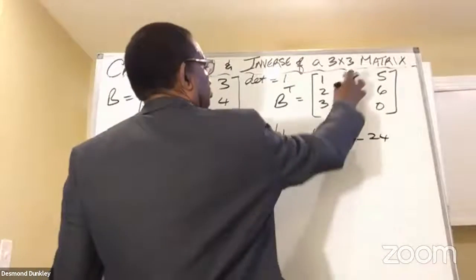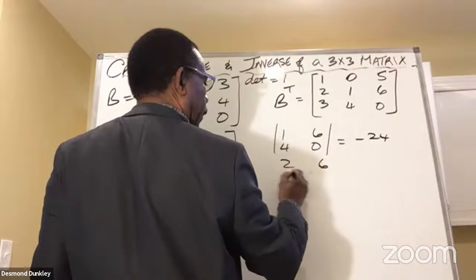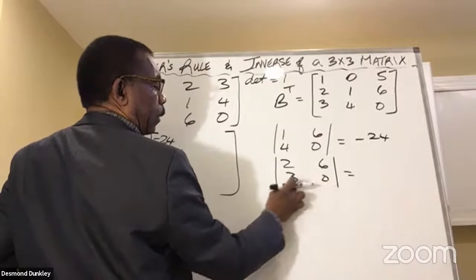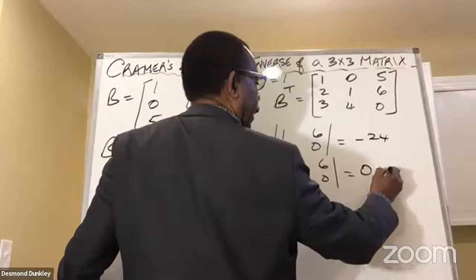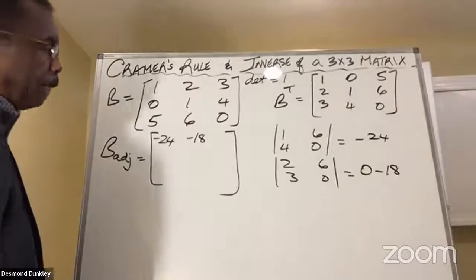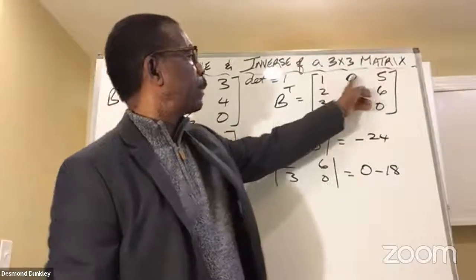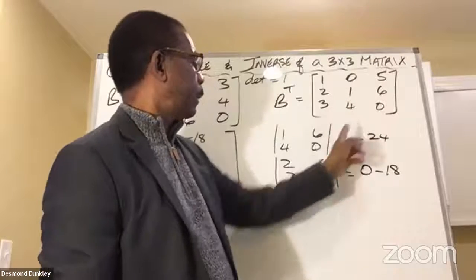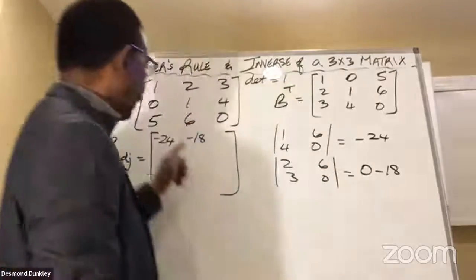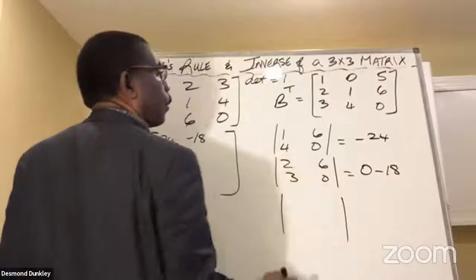For the next entry, take this, take that. So we're left with 2, 6, 3, 0. 2 times 0 is 0. 3 times 6 is 18. So 0 take away 18 gives me negative 18. Let me double check. For this entry, we cancel this column, cancel this row. We have 2, 6, 3, 0, 2 times 0 is 0, minus 6 times 3 is 18, negative 18 is perfect.